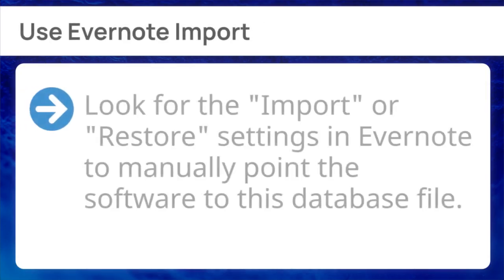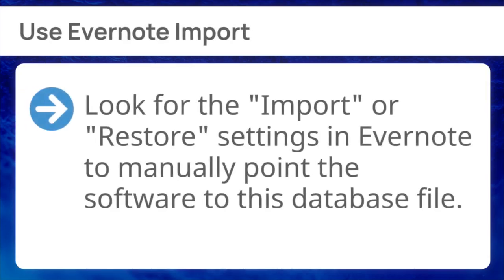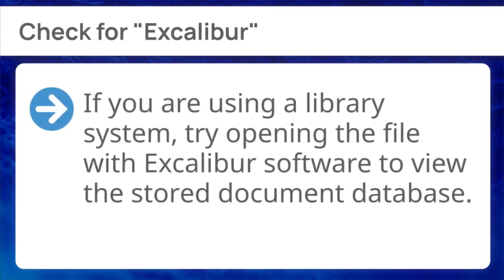Next, use Evernote Import. Look for the import or restore settings in Evernote to manually point the software to this database file. Finally, check for Excalibur. If you are using a library system, try opening the file with Excalibur software to view the stored document database.